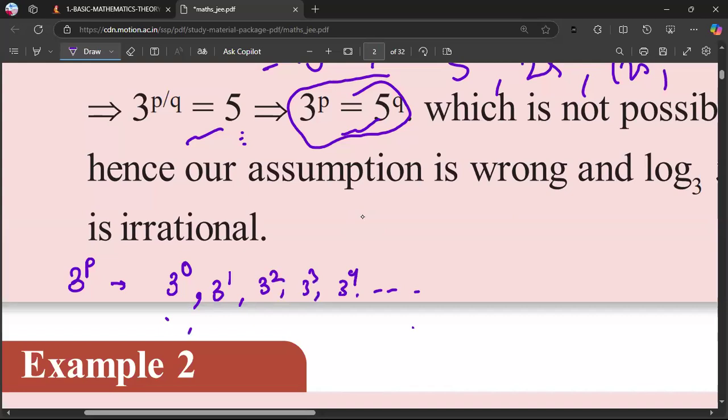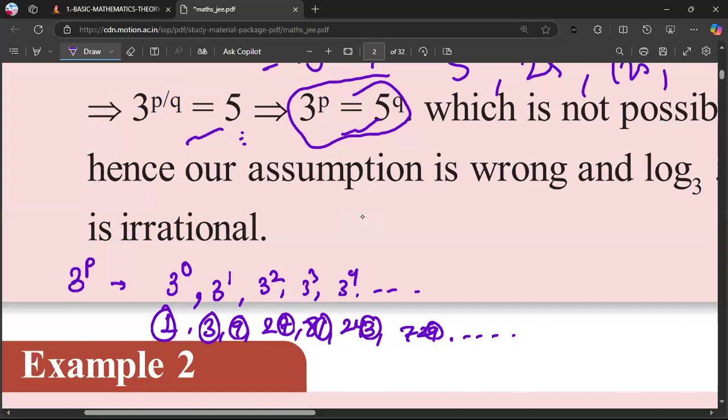3 raised to power 1 is 3, then 9, 27, 81, and the next will be 243, the next will be 729, it will go on like this. So if we notice the unit place of all the powers of 3, it has 1, 3, 9, 7, 1, 3, 9, and then again the next term will also have 7 in its unit digit. Unit digit is the rightmost digit of any number. So the unit digits are coming as 1, 3, 9, 7, and it's a periodicity. After 4 they repeat over and over.